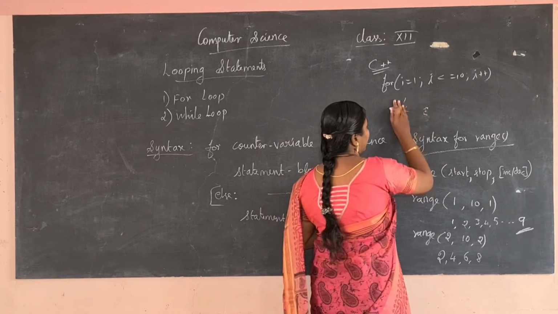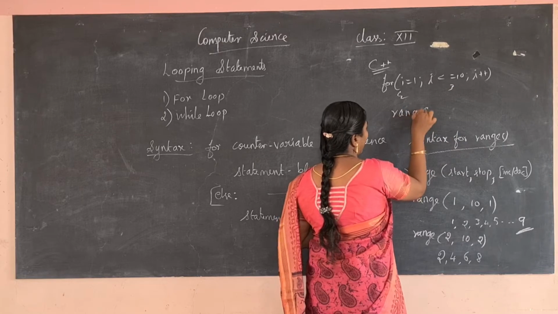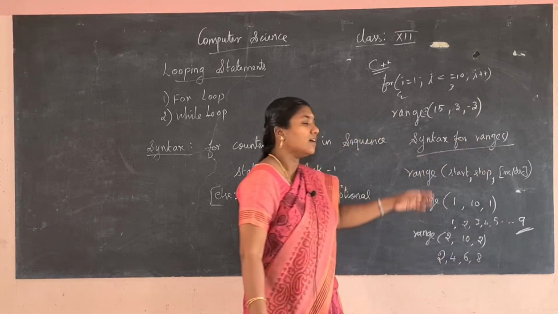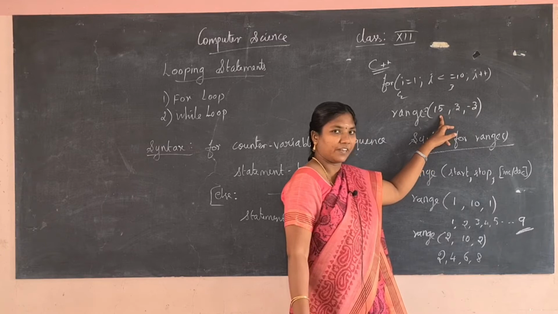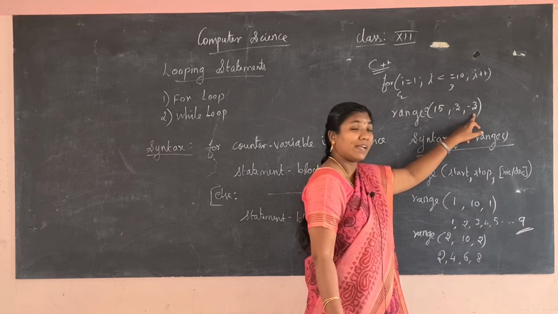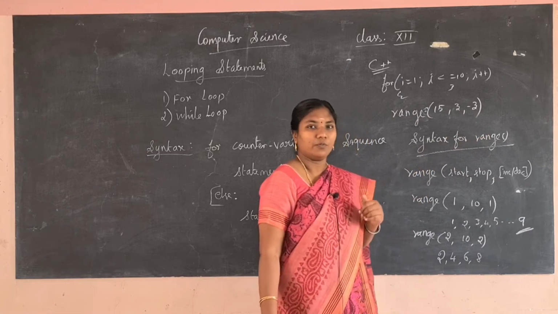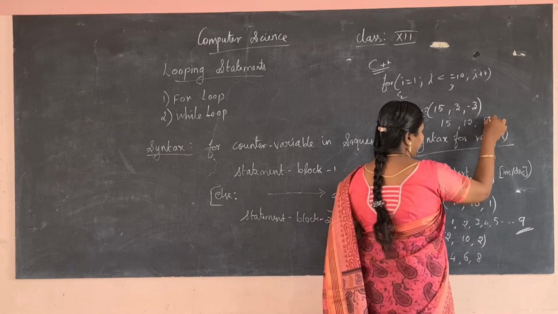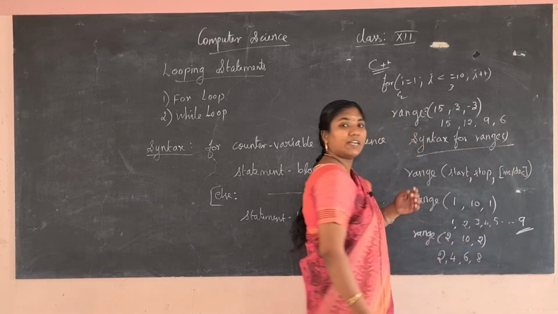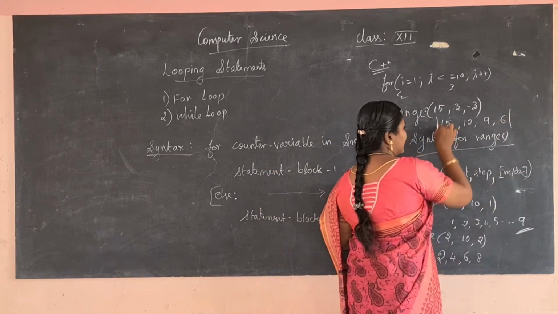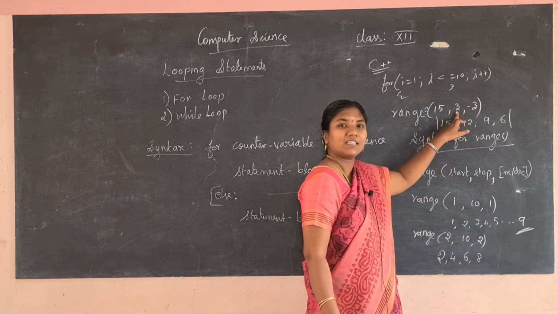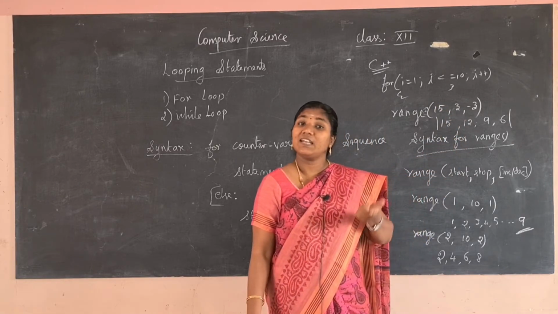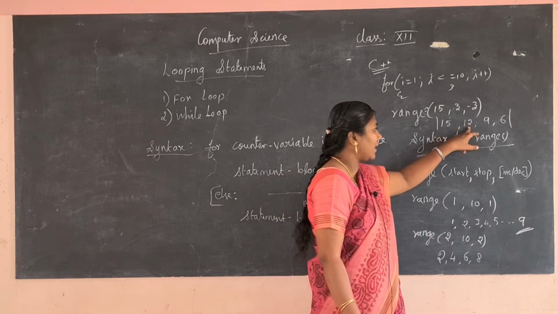Suppose I am having range with 15 comma 3 comma -3. The start value is 15 and the end value is 3 and I have given -3, so I have given a decrement value. Then how will the values be? 15, then -3 means 12, -3 means 9, -3 means 6, and the next will be 3, but it will not take 3, it will consider only up to 6. Because the stop value is 3, it will be taken only up to 4, as you must consider the decrement value. Clear? So 15, 12, 9 and 6.